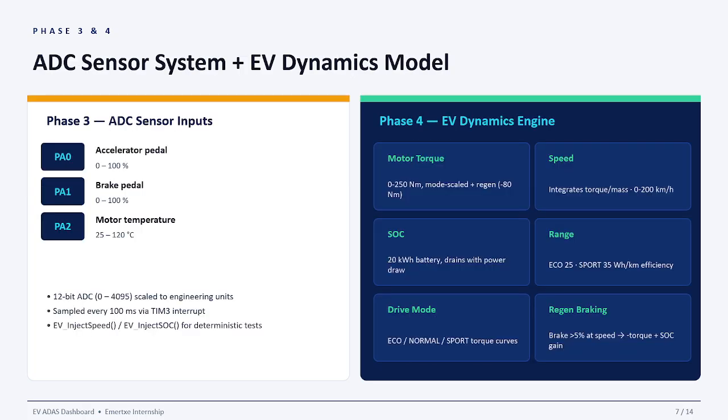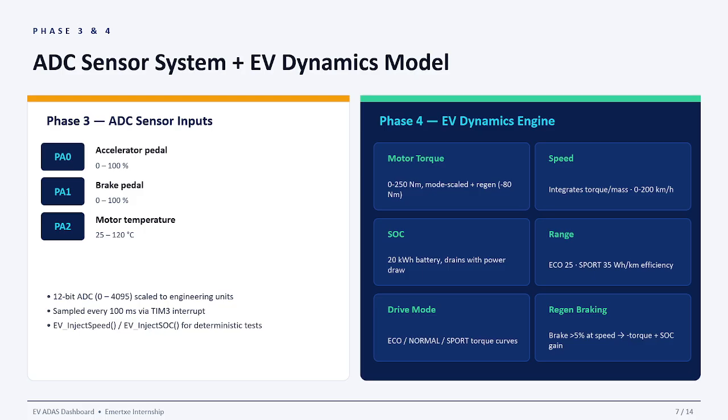Next thing, ADC sensor inputs and EV dynamic model. This slide explains how vehicle inputs are collected and how the EV model is calculated. The first part is the ADC sensor system. Three potentiometers simulate important vehicle inputs. The first potentiometer is connected to PA0, the second to PA1, and the third to PA2.